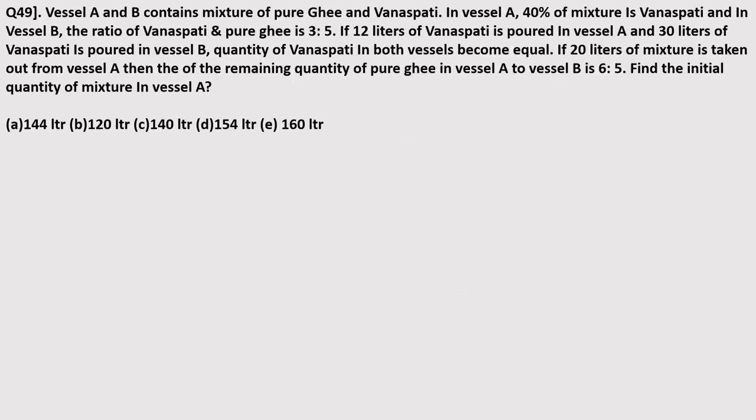Question number 49. Guys, this is a lengthy question in terms of calculation, although we can solve it by option, because in vessel A vanaspati is 40%, so ghee has to be 60%. The ratio is 2 is to 3, so the summation is 5 units. The initial quantity is asked, so we have to check which is a multiple of 5: 120, 140 and 160.